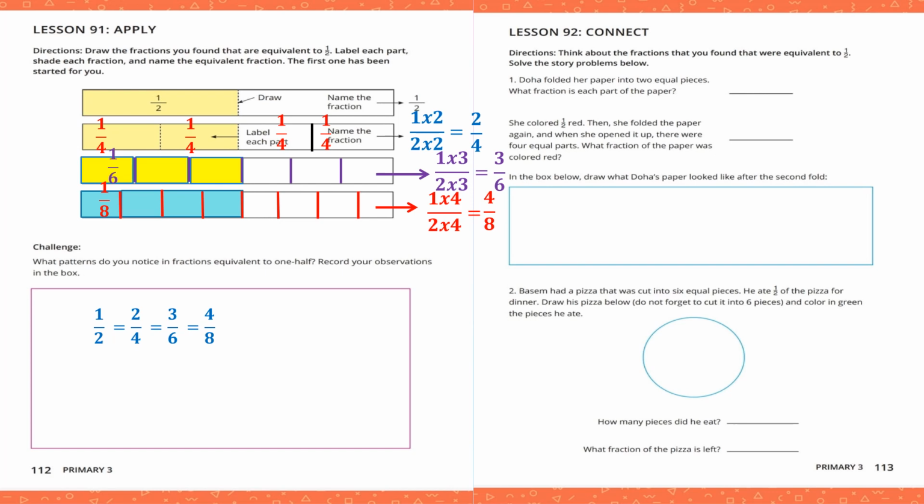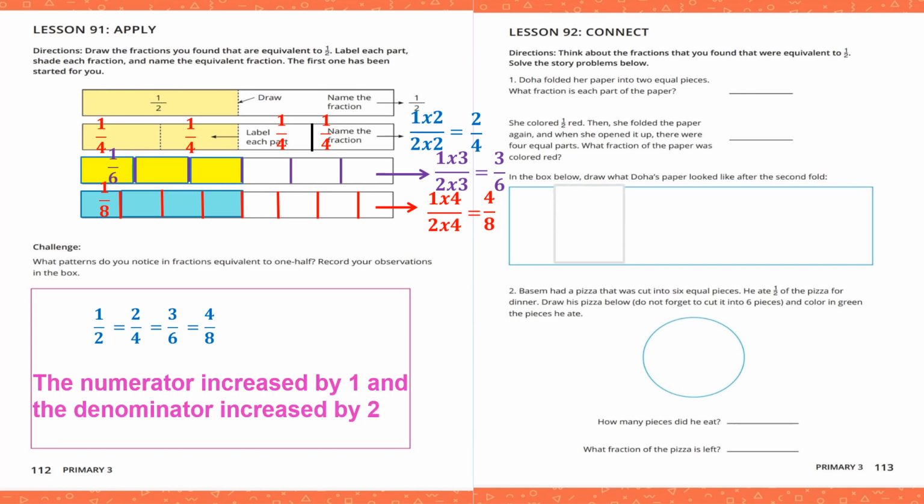Challenge: what patterns do you notice in fractions equivalent to 1/2? We notice here that the numerator increased by 1, or skip counting by 1, and the denominator increased by 2, or skip counting by 2. The numerator here 1, 2, 3, 4, and the denominator 2, 4, 6, 8.